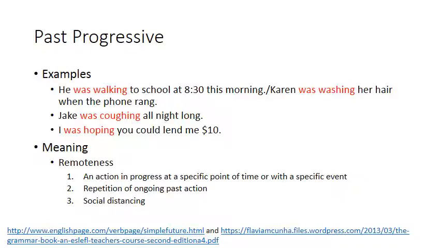Now in the last one, we have social distancing, and we talked about this before with the simple past tense as well. Basically, when you hear that, it means that someone is being polite. And the past is used because of the meaning of remoteness, meaning that you're distancing yourself from someone in order to be more polite. So, I was hoping you could lend me $10. The hoping is actually happening at the present time, but the person is putting it in the past to be more polite. So I was hoping is a way of social distancing, of being more polite about something.